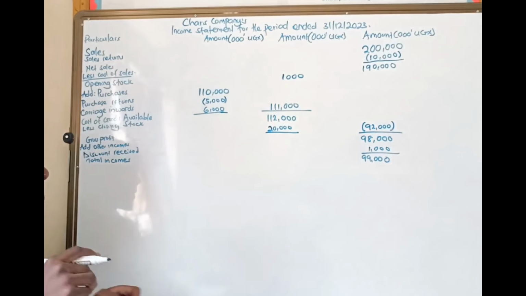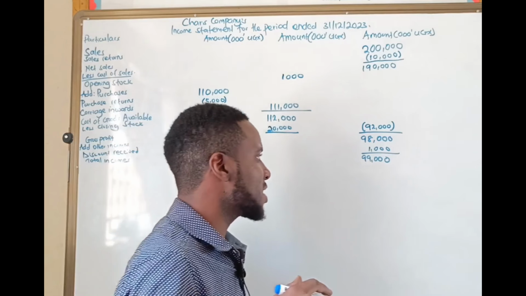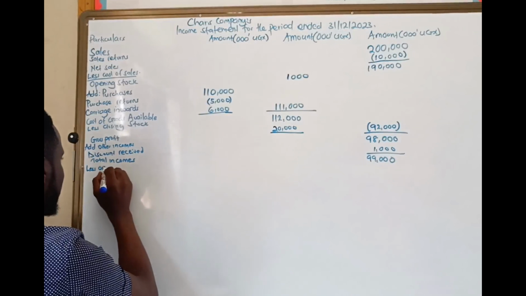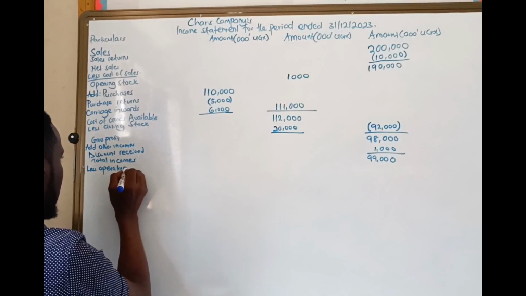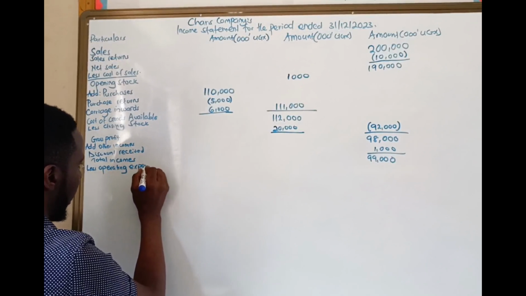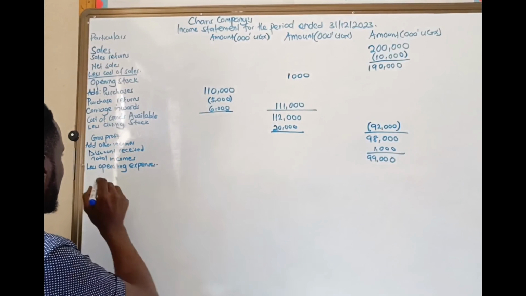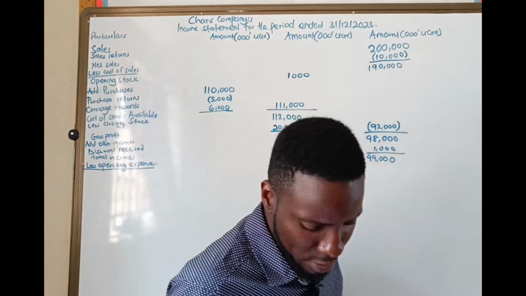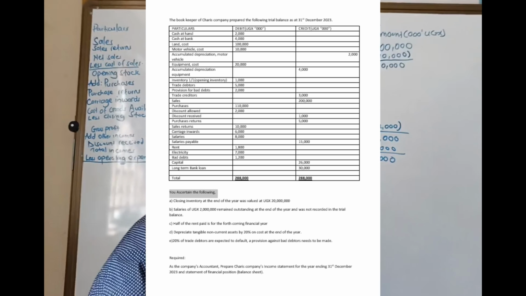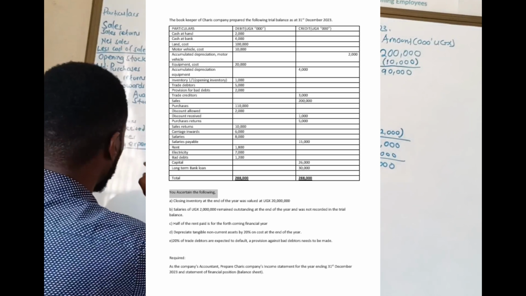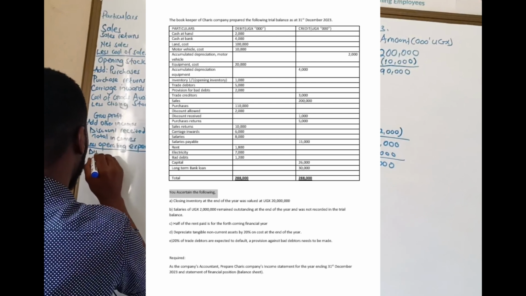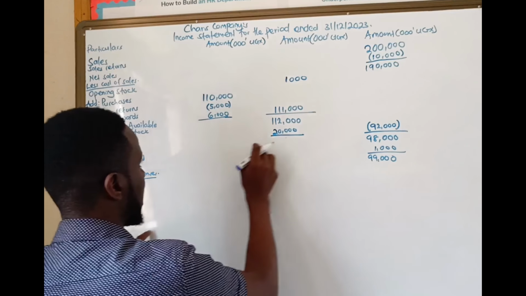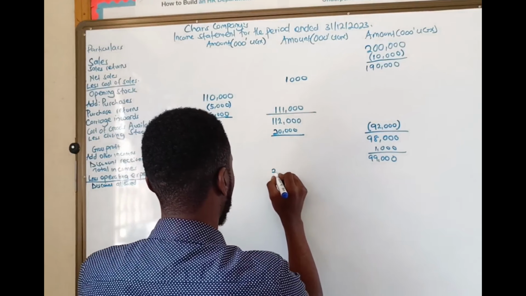Now, from this, we are going to take off the expenses. So we come and say less operating expenses. So when it comes to operating expenses, we have quite a number. One, we have discount allowed, which is how much? It is 2,000. So we shall say discount allowed. We come here and say it is 2,000.